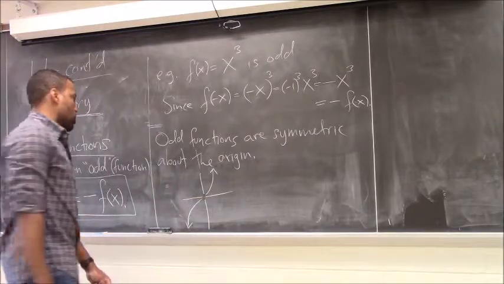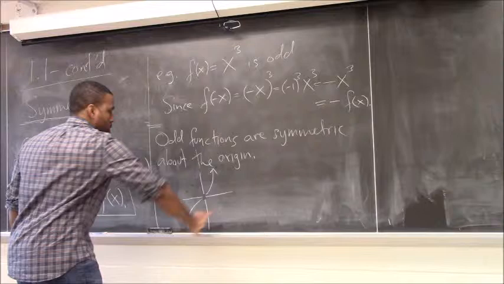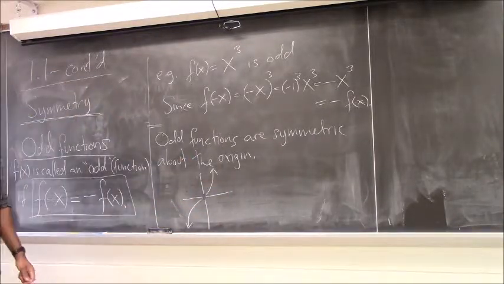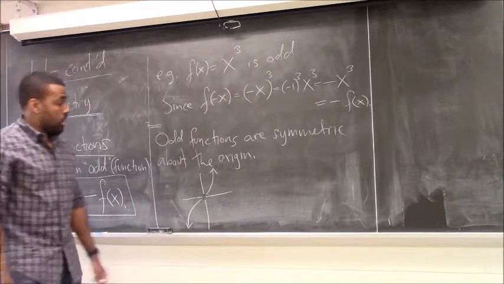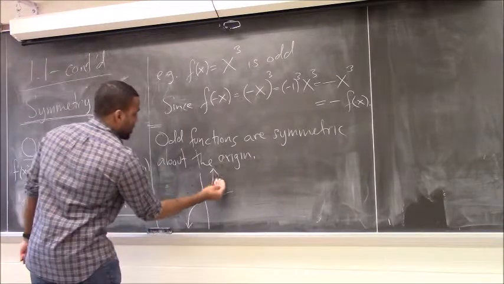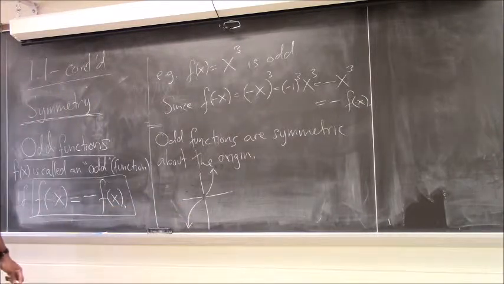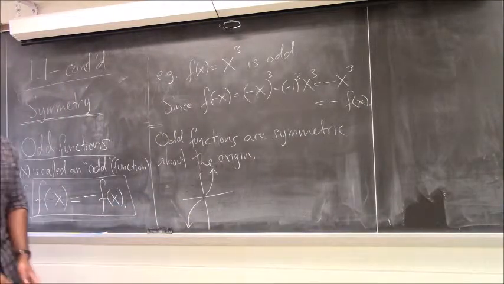And this is done for each quadrant. So anything in here would be rotated in here, anything here would be rotated in here, and so on and so forth. You say you're rotating about the origin. Another way you can get it is if you take the right side, flip it into the left, and then flip it across the x-axis, you will get the other side. These are called odd functions.